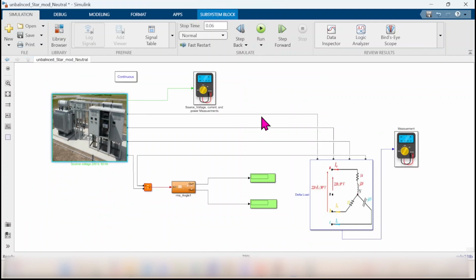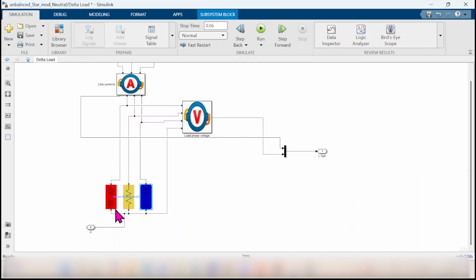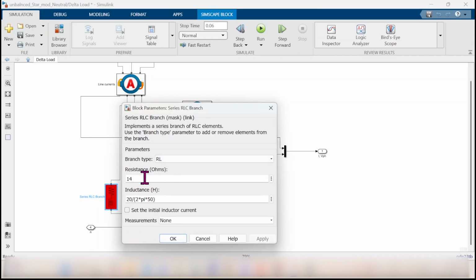So if we return back here, we go to the loads. We have 3-phase loads. That one is a star unbalanced. If we click on phase A1, we have a resistance of 14 ohm and the inductance will be 20 over omega.